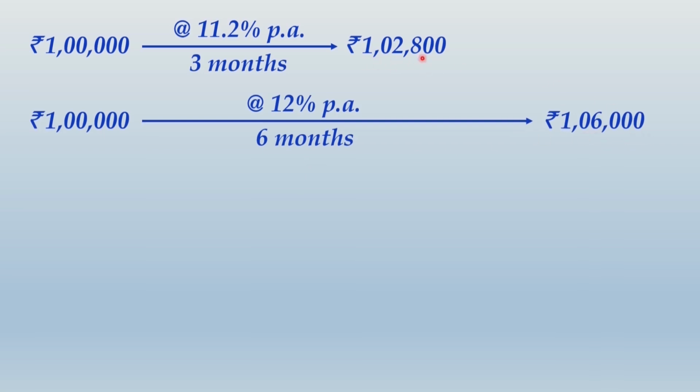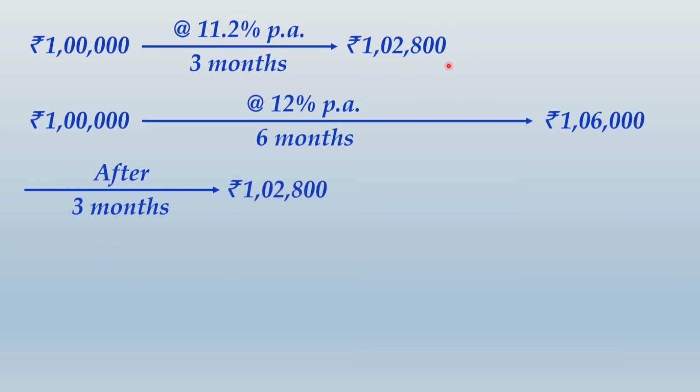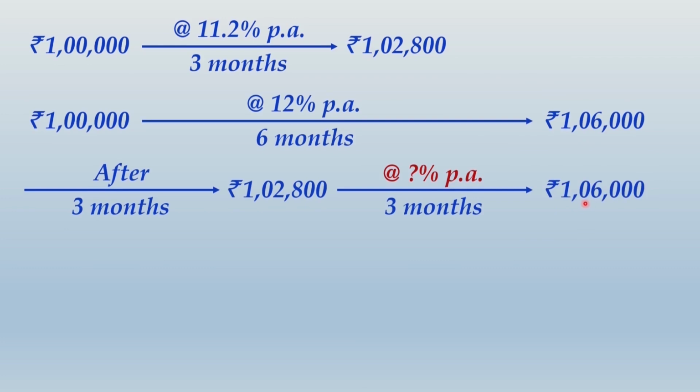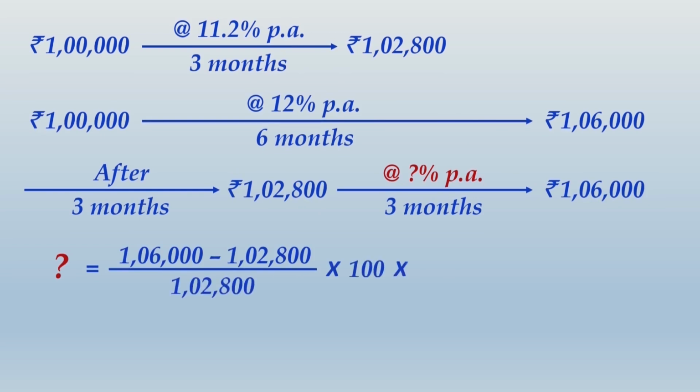So if this is the maturity value of borrowing after 3 months and this is the maturity value of the borrowing after 6 months, that means it is implied that if after 6 months you borrow this sum, that is 1,02,800 for a period of next 3 months at some interest rate, its maturity value should be 1,06,000. Now same thing, find the value of this question mark. So this is considered as P1, this is P0. So P1 minus P0 divided by P0. So the question mark value will be the FRA interest rate.